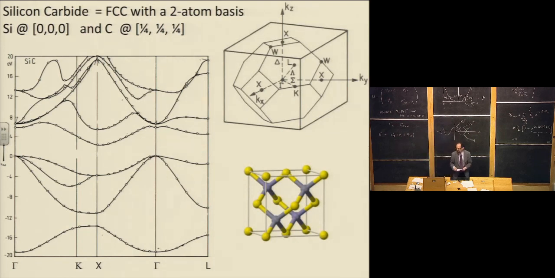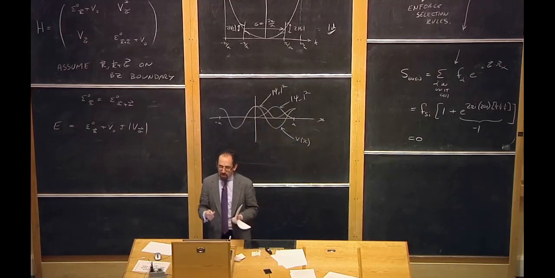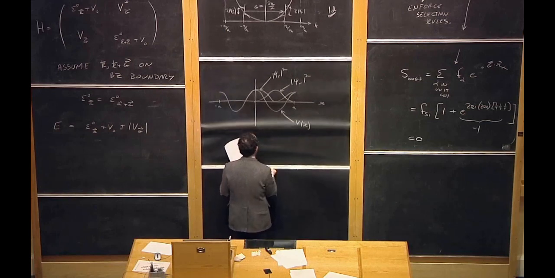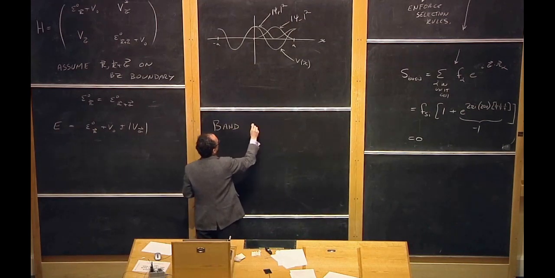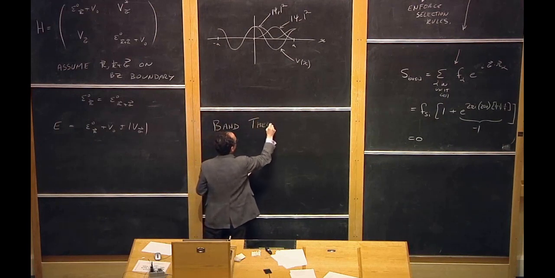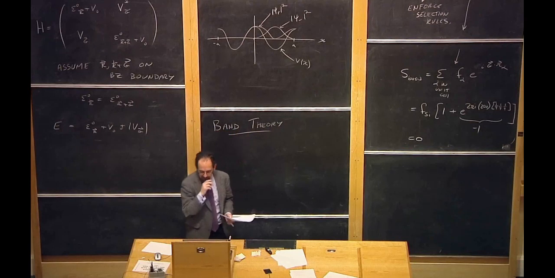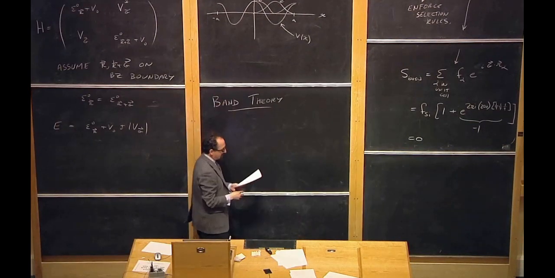So, all right. Having basically discussed everything that we need to know about the nearly free electron model, we can now move on to talking generally about band theory, band structure, band theory of electrons. So these complicated pictures, here's silicon carbide again, with its complicated picture of all its eigenstates at every K.